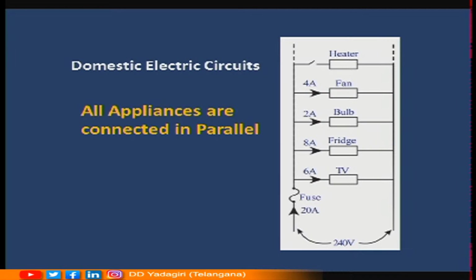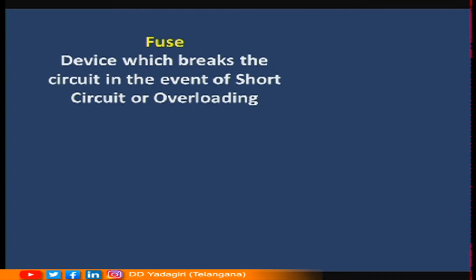Also, there is a fuse which is connected to all these devices. Whenever more current is drawn by these appliances, the fuse will get burnt or blown off and the domestic circuit will be safe. Fuse is a device which breaks the circuit in the event of short circuit or overloading.